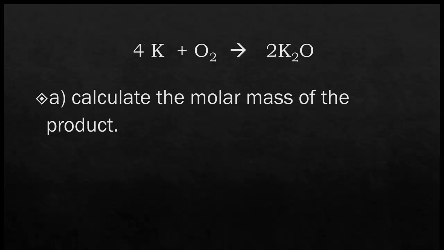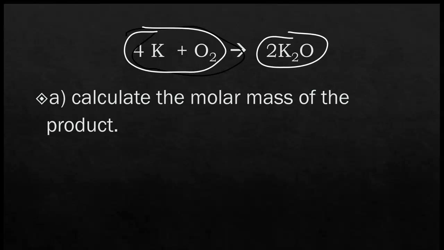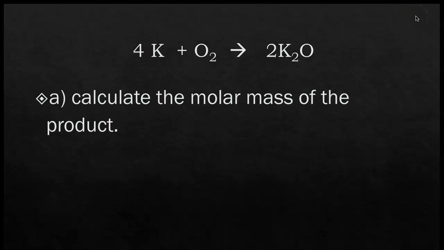Then the first question says to calculate the molar mass of the product. So that's assuming that you can determine which one of these chemicals is the product. So if you're taking a look at it, what is the product? We've got these two. Are those the product? Or is this one the product? Hopefully you were thinking K2O is your product.